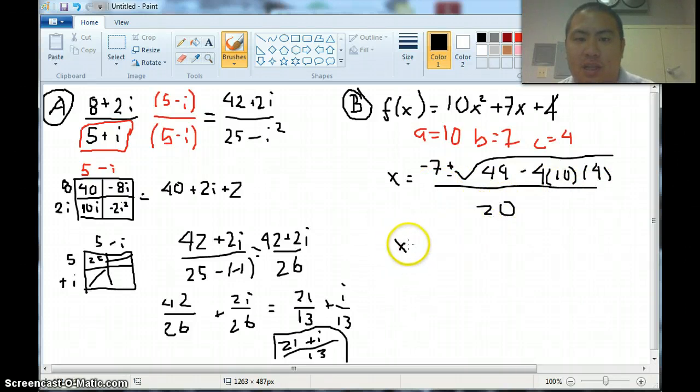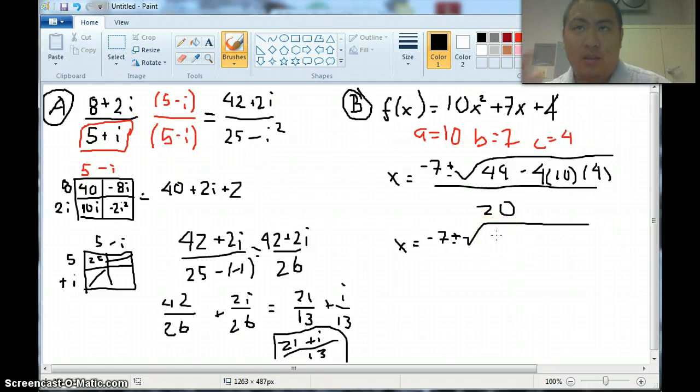So that should leave me with x is equal to negative 7 plus or minus the square root of 49 minus 160. 49 minus 160 should be negative 111. Okay, so negative 111 all over 20.